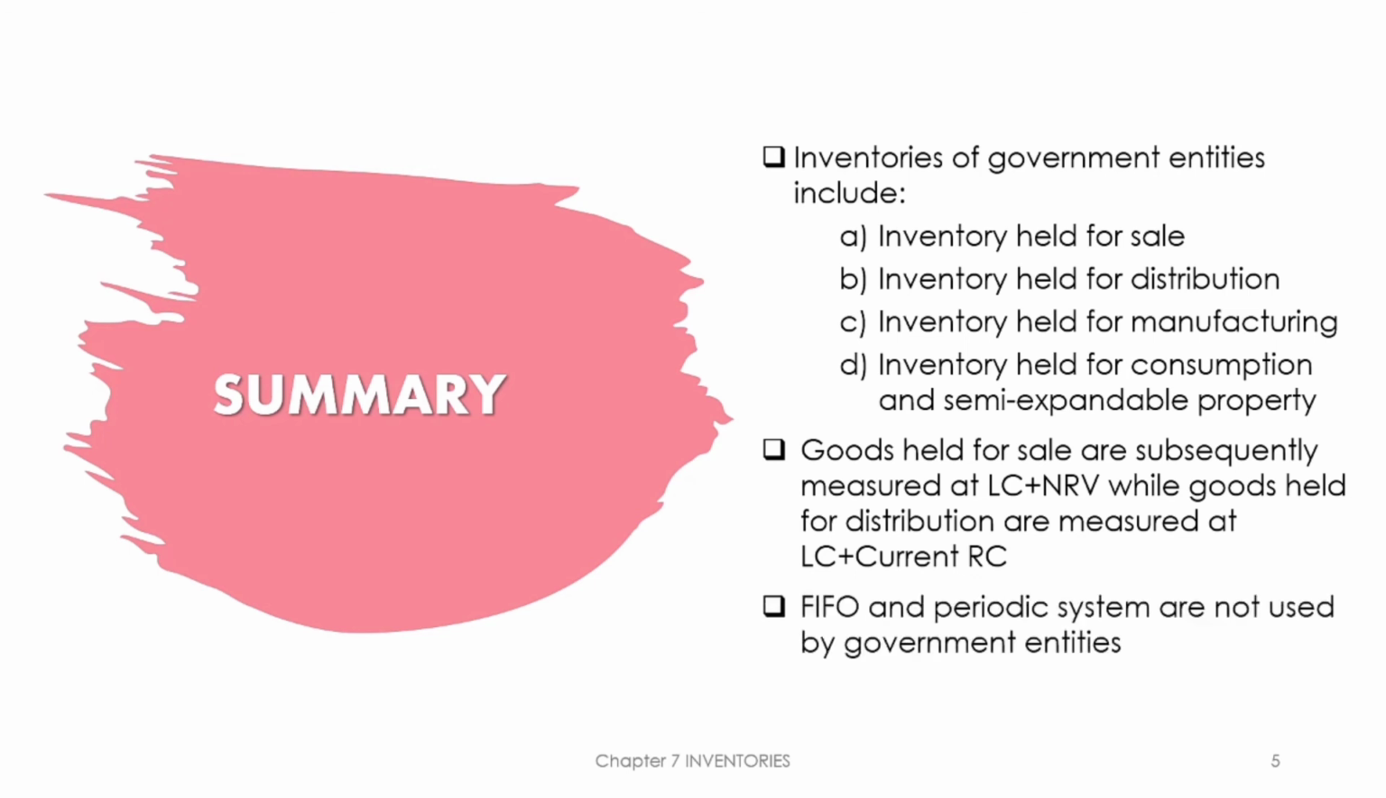Again, held for sale, lower of cost and net realizable value, and then held for distribution, lower of cost and current replacement cost. And lastly, the FIFO and periodic system are not used by government entities kasi government entities shall use the perpetual inventory system. Kasi under this system, lahat ng purchases, sales, and other transactions affecting the inventory are recorded in the inventory and the cost of sale accounts as appropriate. Meaning, we have our stock cards and stock ledgers na mini-maintain ng government entities. So, this enables the retrieval of information on cost and quantities of inventories sold and on hand at any given point of time.